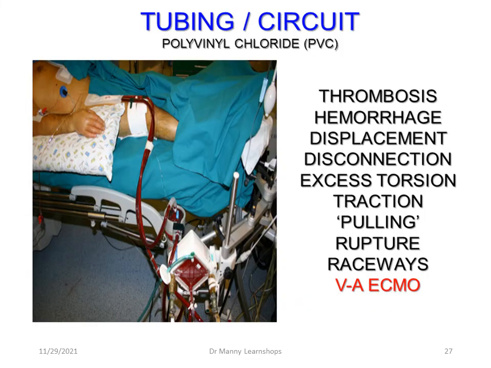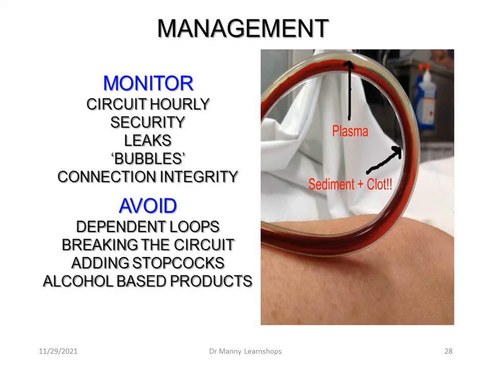the circuit. When it comes to the circuit and the tubing, it's polyvinyl chloride, and this can result in thrombosis, hemorrhage, displacement, disconnection, excess torsion, traction pulling, and rupture of the raceways, which however is typically related to the high pressure systems of the venous arterial ECMO circuit. But it could happen as well in the V-V ECMO circuit.